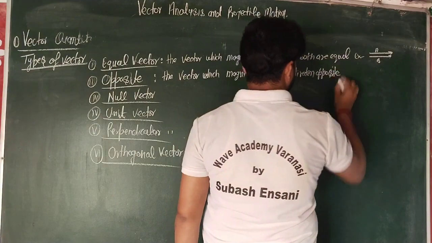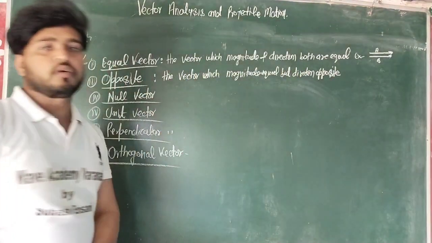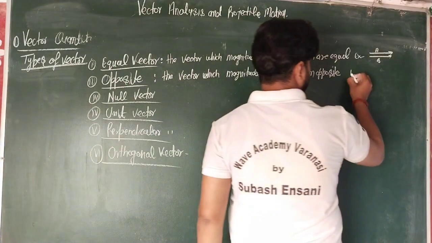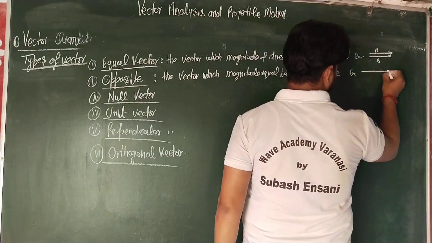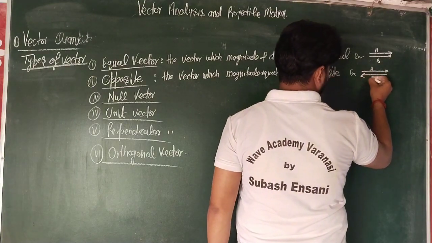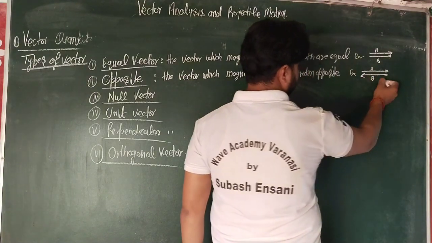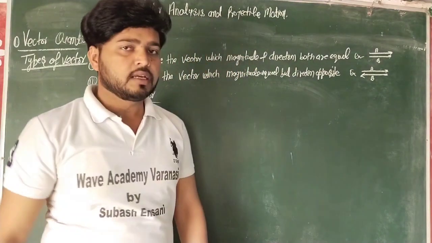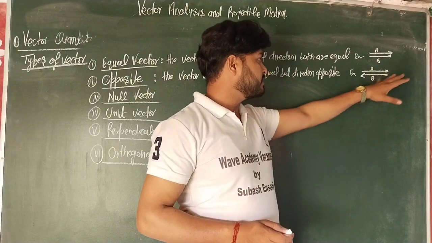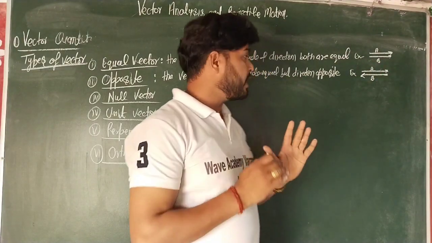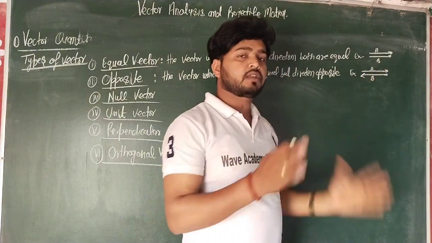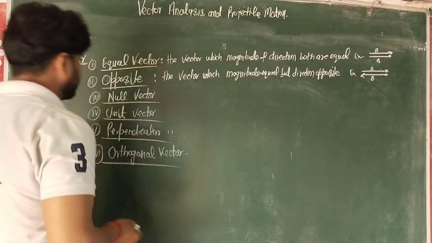Vectors whose magnitudes are equal but whose directions are opposite, that is the opposite vectors. For example, A and B. You can see that vector A and vector B, their magnitudes are equal, but direction is opposite. Both have the same magnitude, the length of both is the same, but the direction of both is different. That is the opposite vectors.